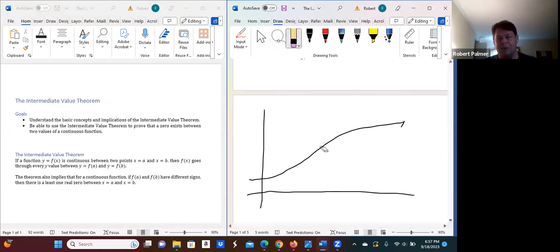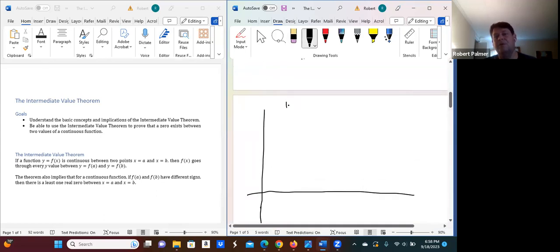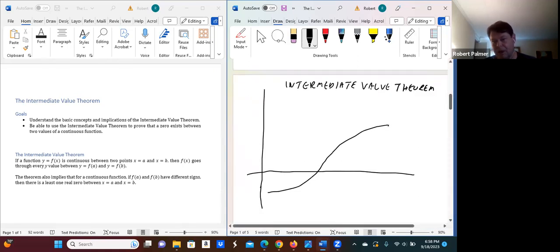Actually, let me back up. Let me change that. Let's actually do this. We're talking about the intermediate value theorem. Okay, so let's say maybe our function looks something like this. Once again, we'll call it f of x, though of course you could name it anything. Let's say I have a point A right here and a point B here.